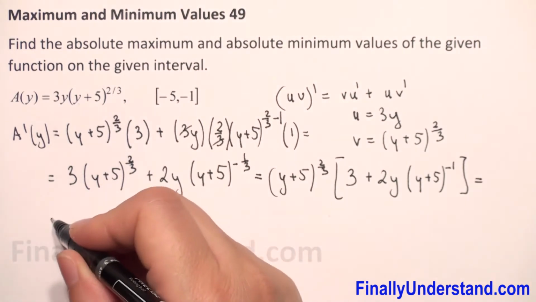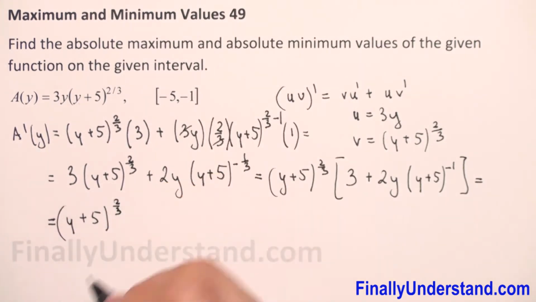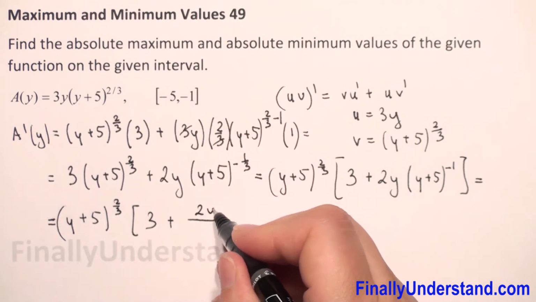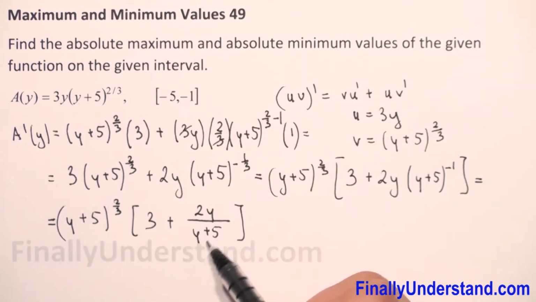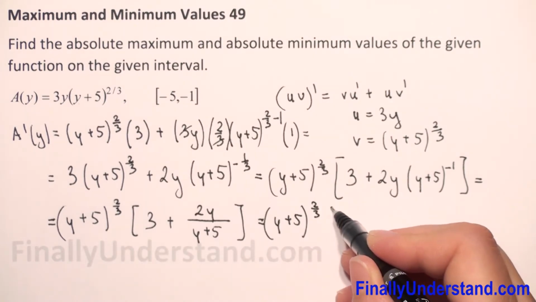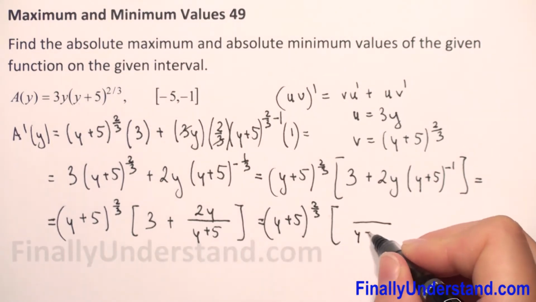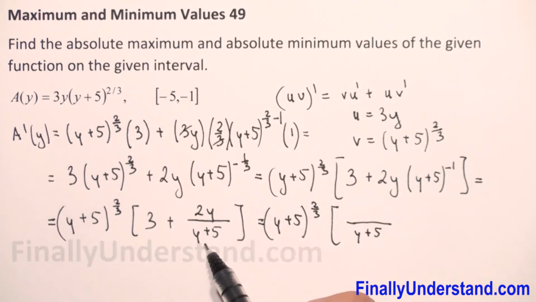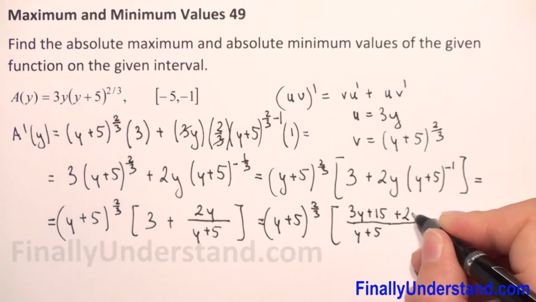So this is equal. We have (y plus 5) to power 2 over 3 times 3 plus, because we have negative exponent, it means we have to put down this whole expression. So in numerator we will have 2y over y plus 5. To first power you don't have to write. Because we have fraction here, I will change 3 to fraction. So we have (y plus 5) to power 2 over 3 times, the same denominator, we have to find the common denominator, will be y plus 5. And we have to multiply 3 times (y plus 5). So it will be 3y plus 15 and plus 2y.